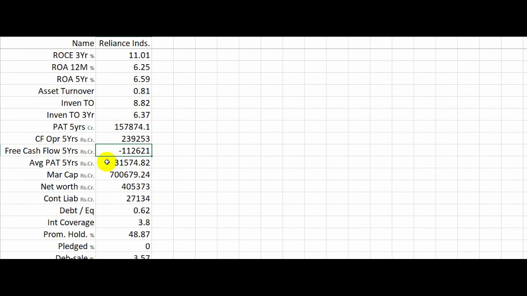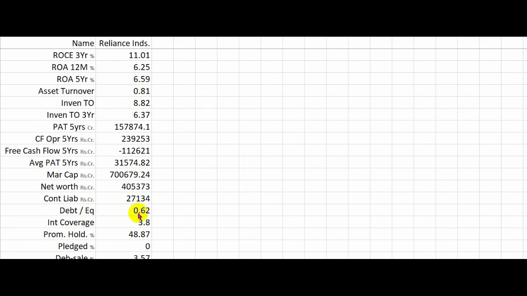The average profit of the last 5 years is at around 31,000 crores every year. The market cap of the company is at around 7 lakh crores as of today, against which its net worth stood at around 4 lakh crores. So the company is trading at a good price to book value multiple, not a very high price to book multiple. Contingent liability stood at around 27,000 crores against the net worth of 4,05,000 crores. So this contingent liability too is within a very reasonable range.